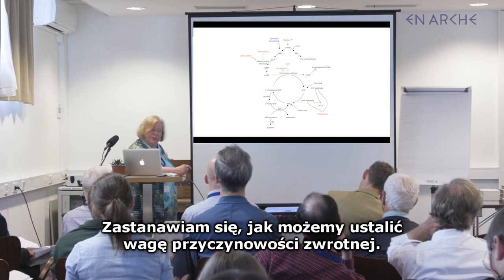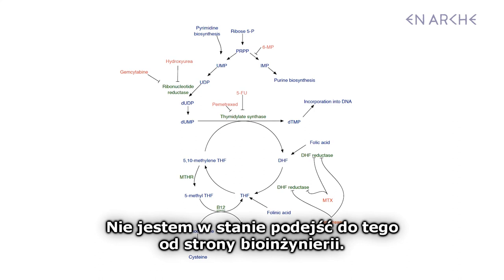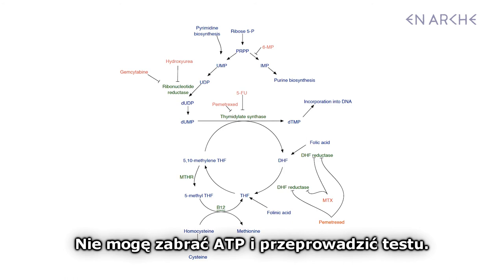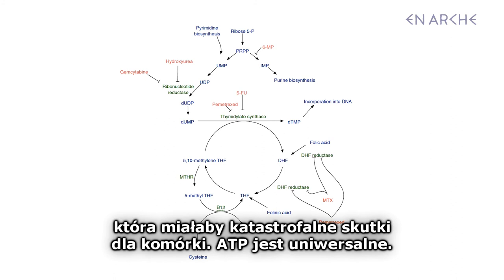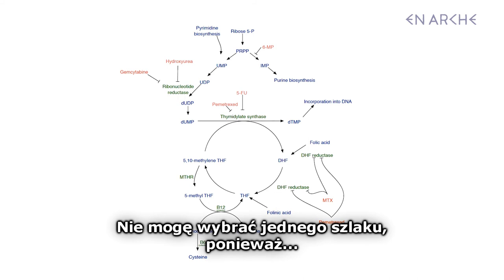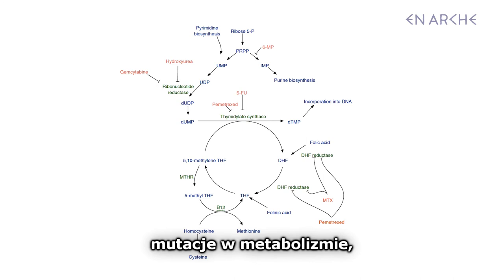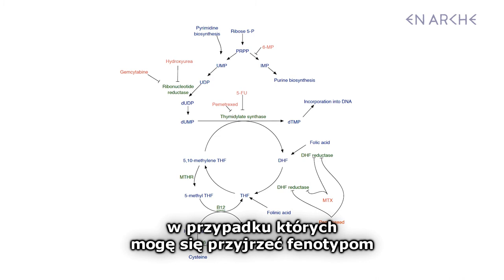Why is this relevant? Well, I wondered, how are we going to figure out the importance of this causal circularity? It's not possible for me to go in as a bioengineer and specifically tweak. I can't take out ATP and expect to test its role in one reaction. It's going to have a catastrophic effect on the cell. ATP is universal. I can't target one particular pathway because it's not as if it's a substrate or a product that I can just tweak. So I thought maybe there are mutations involved in metabolism that are already out there, and I can look at the phenotypes of those mutations that are informative. So is causal circularity essential?